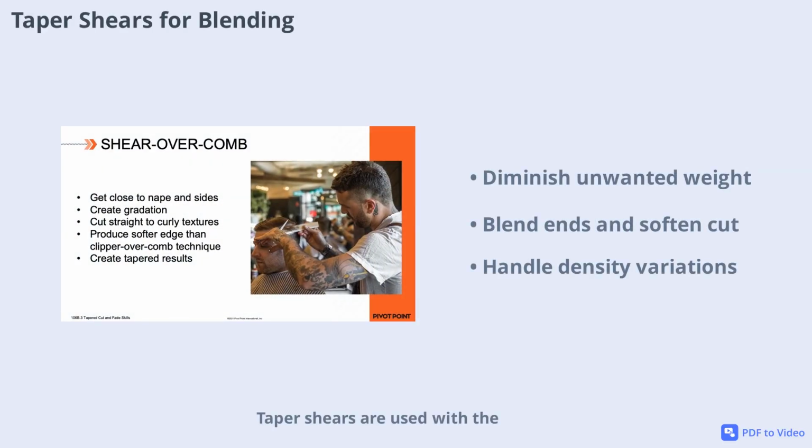Taper shears are used with the overcomb technique to diminish unwanted weight, blend ends, and soften the cut. They're especially helpful when clients have areas of heavy density next to lighter density or converging hair growth patterns. Taper shears are also effective for fine, straight hair, ensuring a smooth, blended finish. We'll cover how to use taper shears for different blending needs and hair textures.